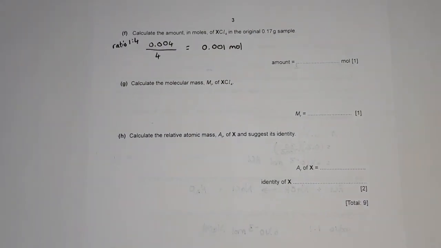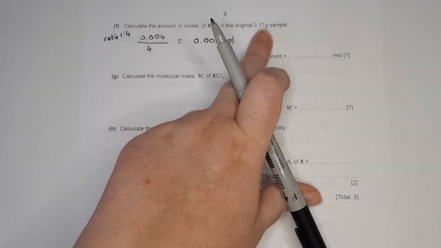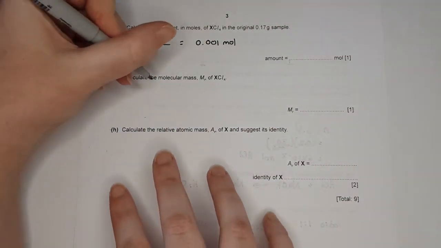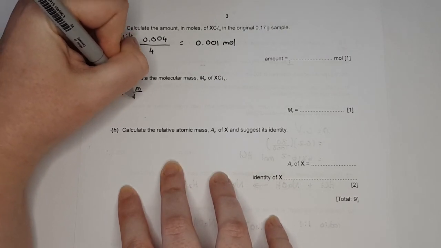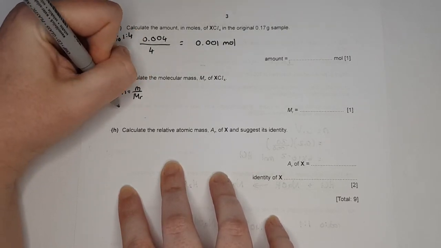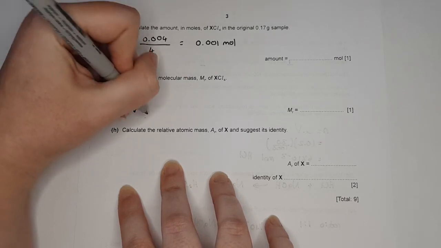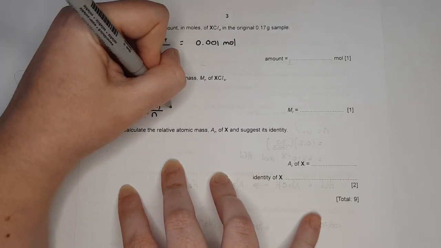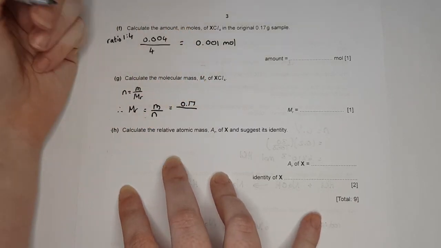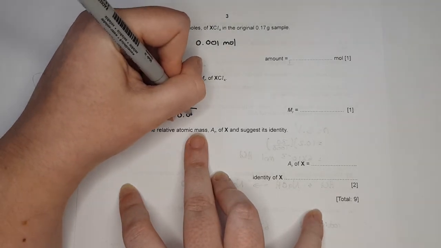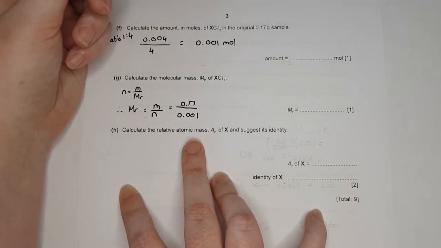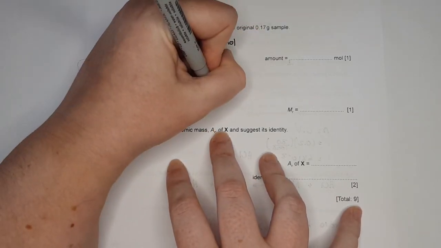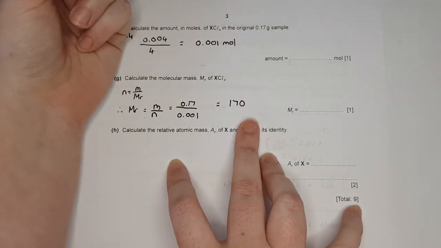And now, the next question says calculate the molecular mass of that XCl4. So I have the moles. I'm already told the mass. So I can use my equation for number of moles equals mass over molecular mass, and I want the Mr. So the Mr is going to equal mass over number of moles. So the mass is 0.17 and the number of moles is 0.001. So when I type that into my calculator, I get an answer of 170.